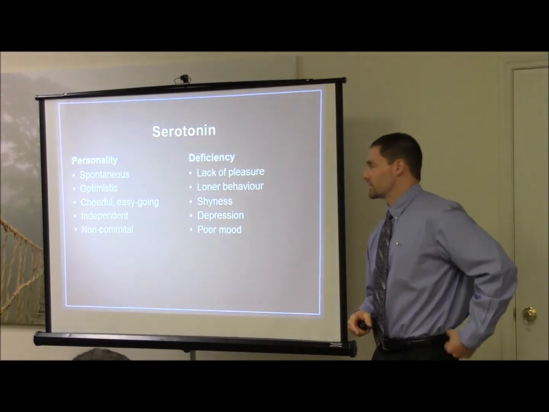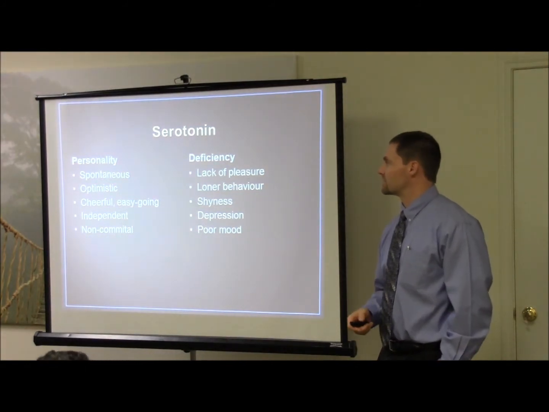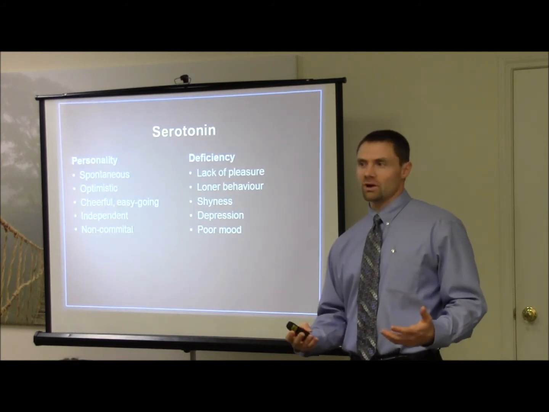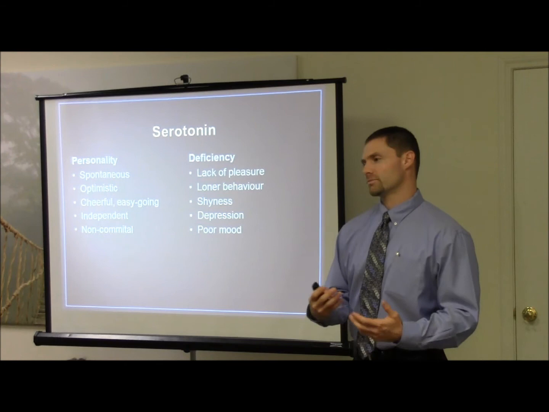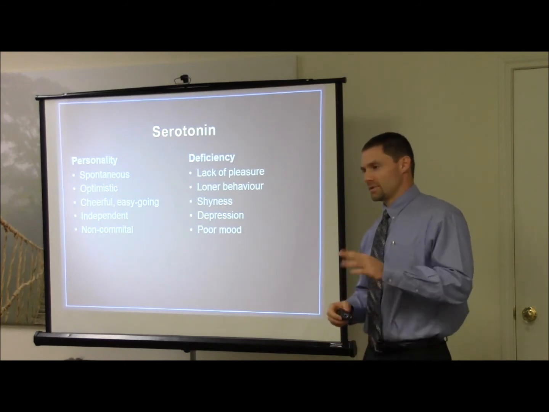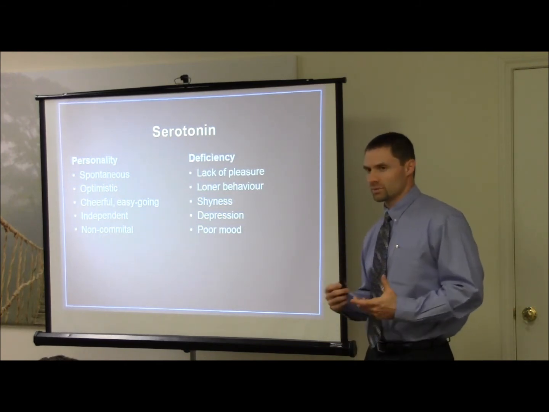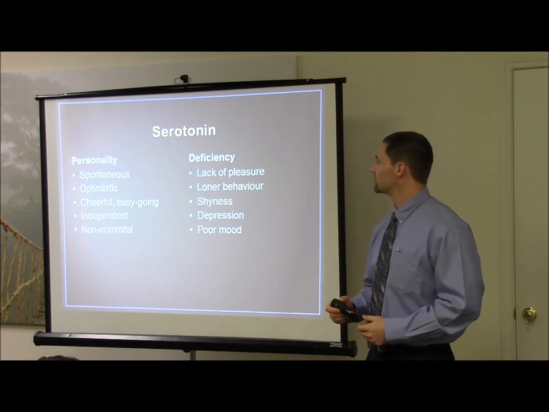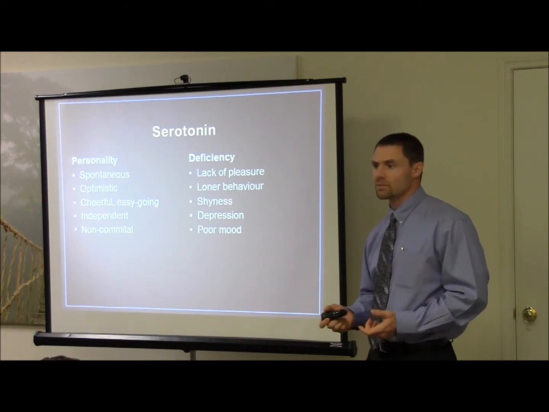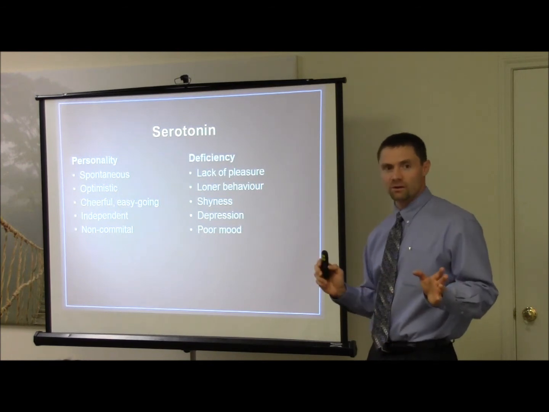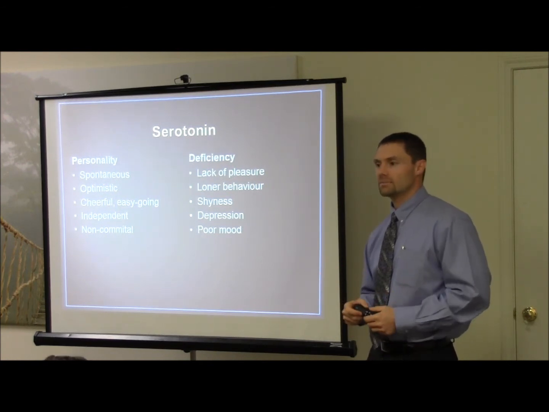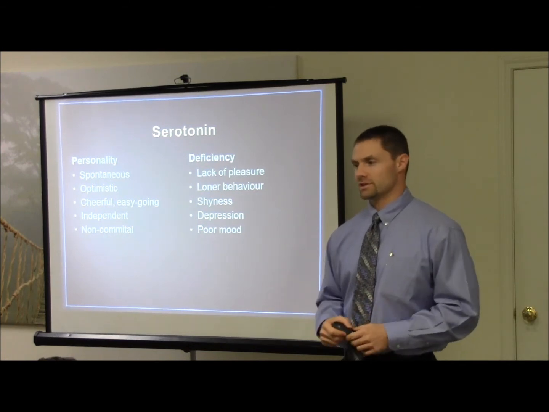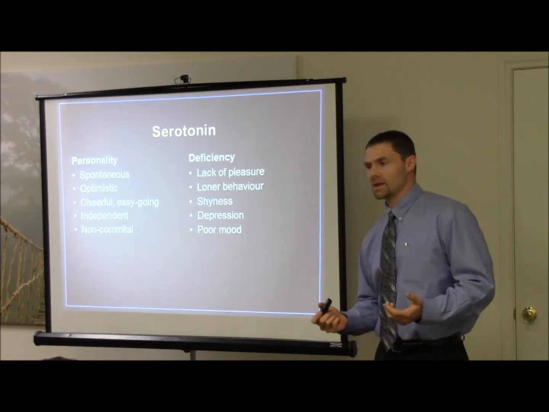The general nature you're going to think about here: spontaneous, optimistic, cheerful, easygoing, independent, non-committal. It kind of seems like your social butterfly. So if you've got someone that meets that type of presentation, this is probably what their predominance is. Now, someone who's having issues with this, they're not going to find pleasure in very many things. They're going to want to be by themselves. Again, you have to base that on your patient and what their history is, as that may not be an abnormality.